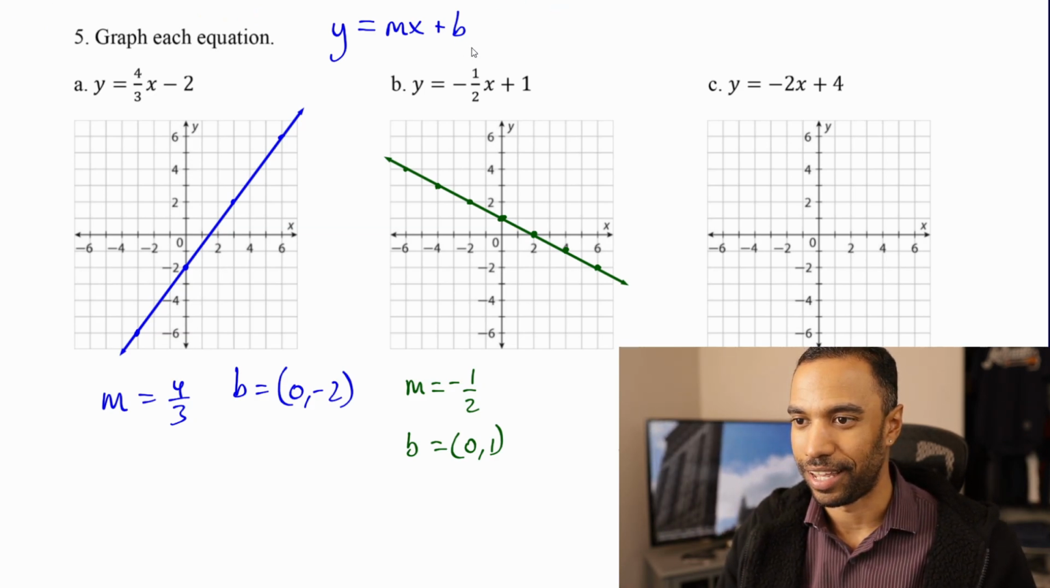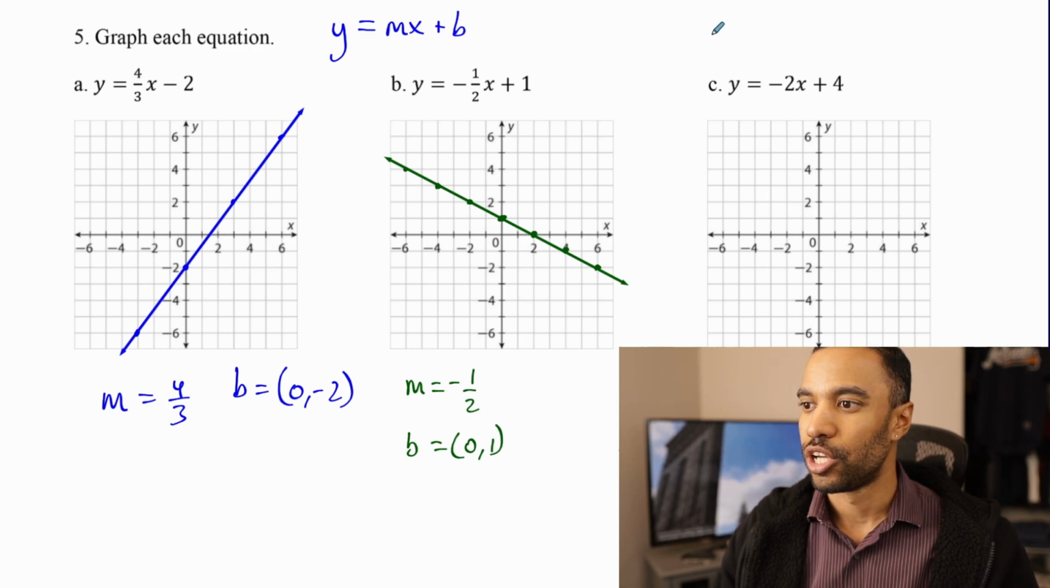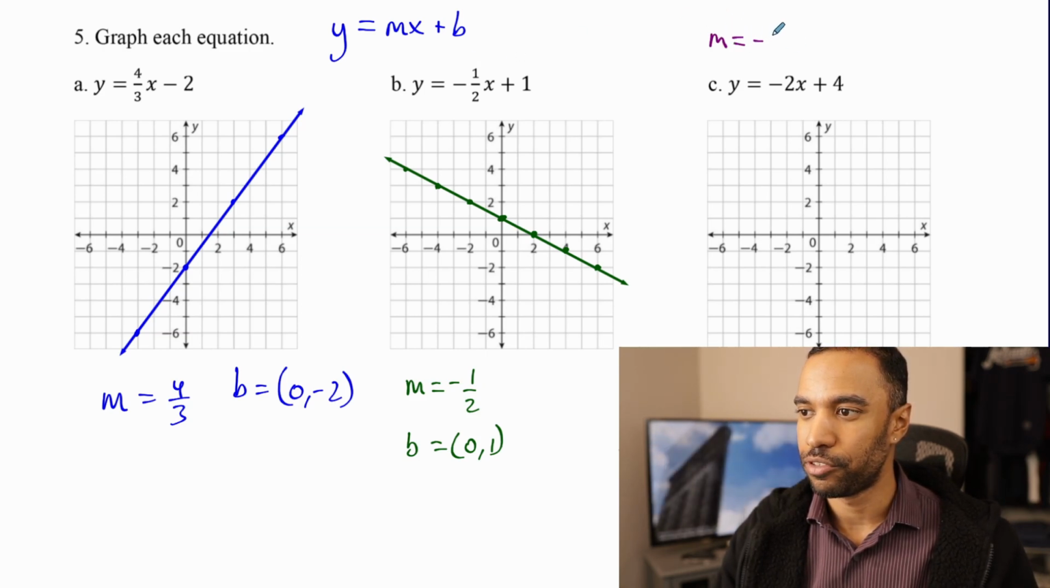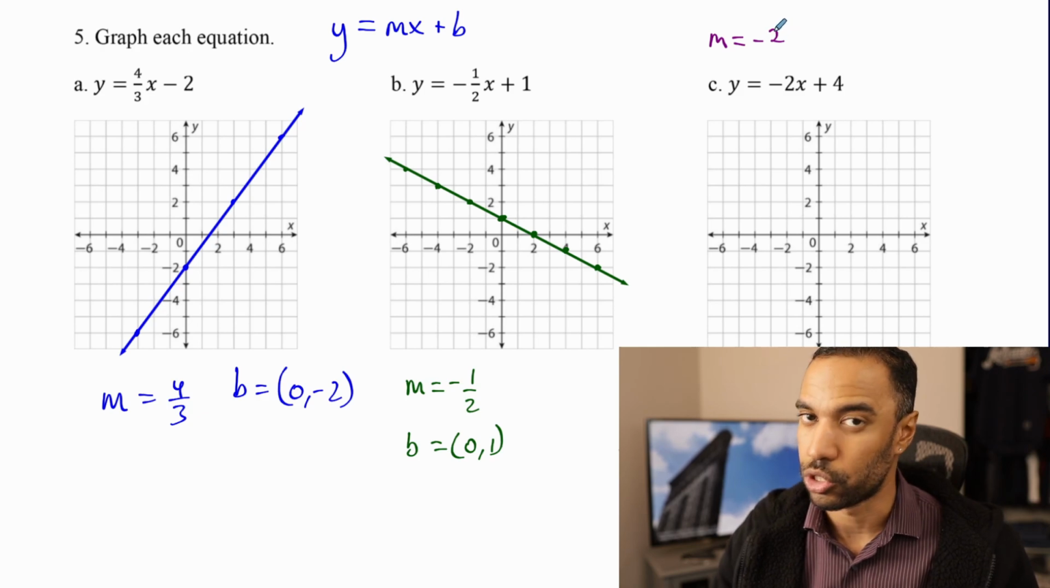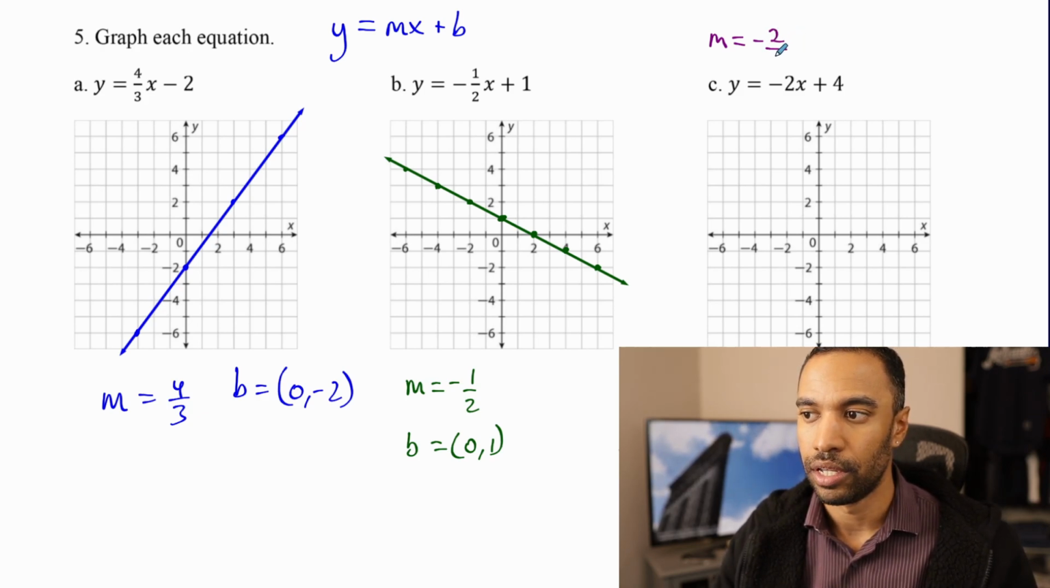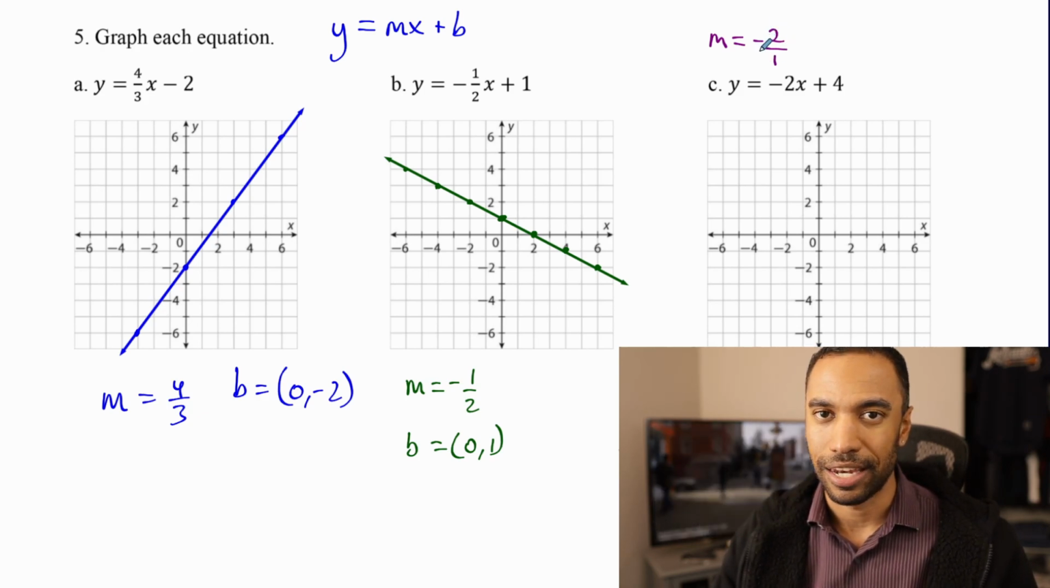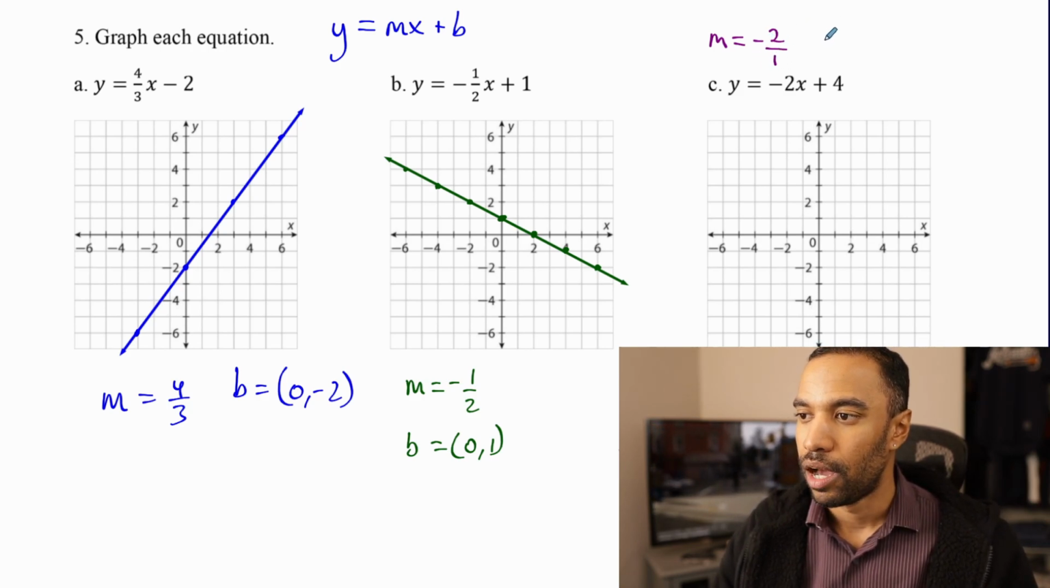I'm going to go ahead and do it right above it. So the slope is negative 2. Now, negative 2 is also negative 2 over 1. You don't just fall 2 and don't run at all. You have to still run that 1 right there. Your y-intercept is 0, 4.